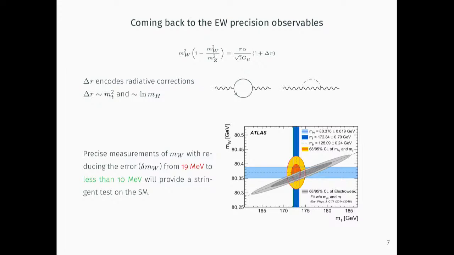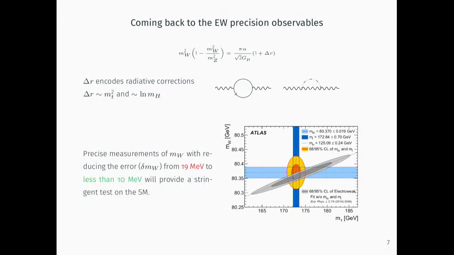If we reduce these errors, for example this delta MW, where we have around 19 MeV here, there are two possibilities: either they will overlap or they will not. If they overlap, that means this equation is perfect, so this equality holds. If they don't, which should happen at some point, then this equality is not holding. So this is unequal. That means you need another contribution from some BSM physics to make it equal, to make the overlap again. So once we measure this very precisely, that will give us a hint of BSM.